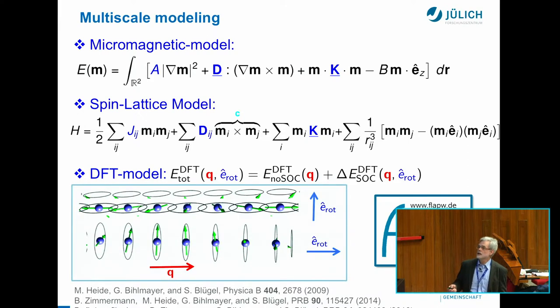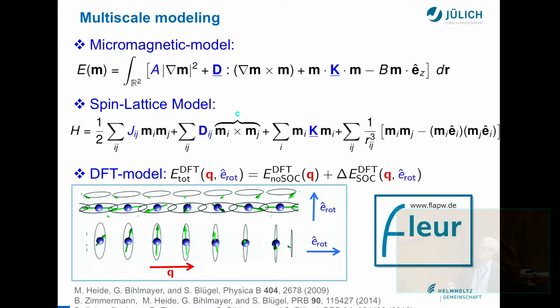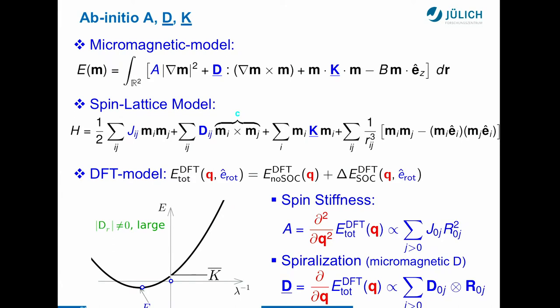Usually what we do is we take magnetic spirals, insert magnetic spirals in our code, and then we relate the total energy as a function of the Q vector of the spiral to these properties here. For example, the spin stiffness is given as the second derivative of the total energy with respect to this Q vector, so it would be the curvature here. And the spiralization basically is the first derivative, so it would be the slope here. And by this, you get the constants of this micromagnetic model. In a similar way, you can relate these constants to the Heisenberg model, the J's and the D's. They are related to each other.